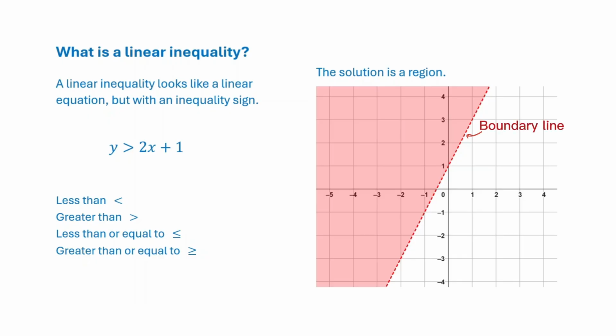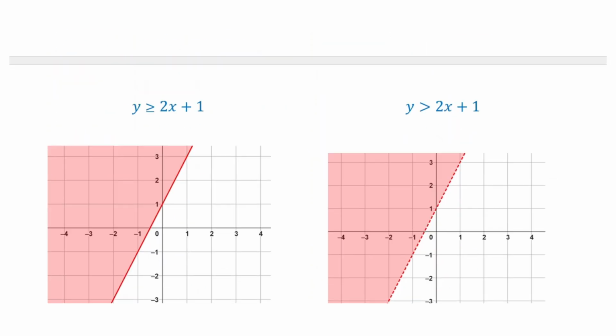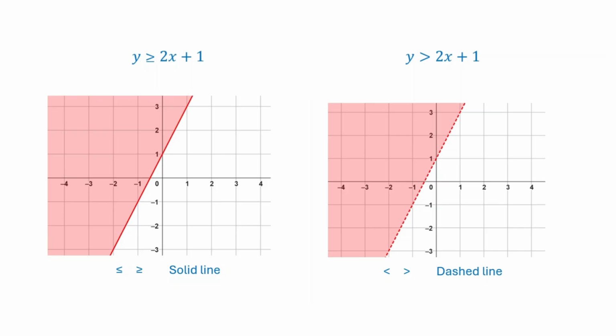To find that region, we start by drawing a boundary line. This boundary line divides the plane into two parts. One of those parts is the solution region. We show the solution region by shading it. The boundary line can be solid or dashed. We use a solid line for less than or equal to and greater than or equal to. This means the boundary line is included in the solution region. We use a dashed line for less than and greater than. This means the boundary line is not included in the solution region.